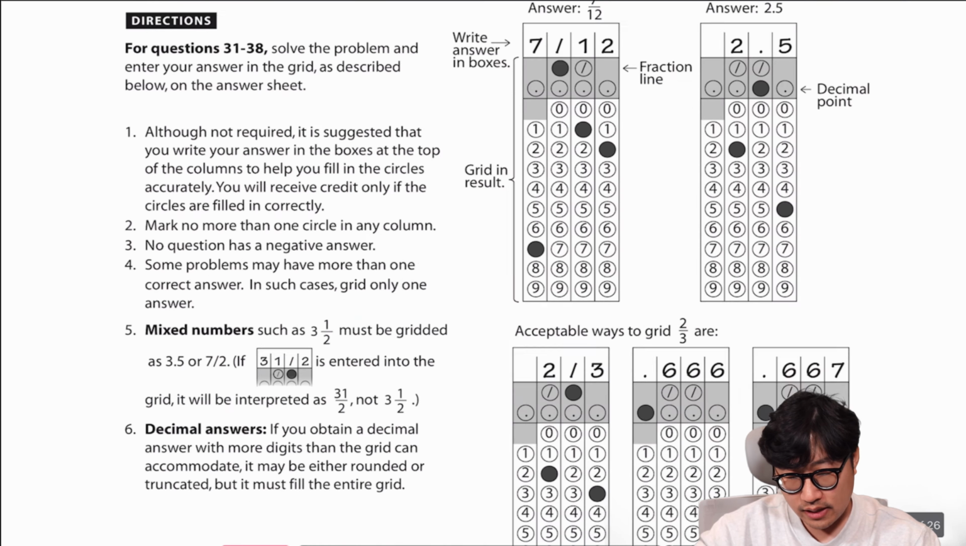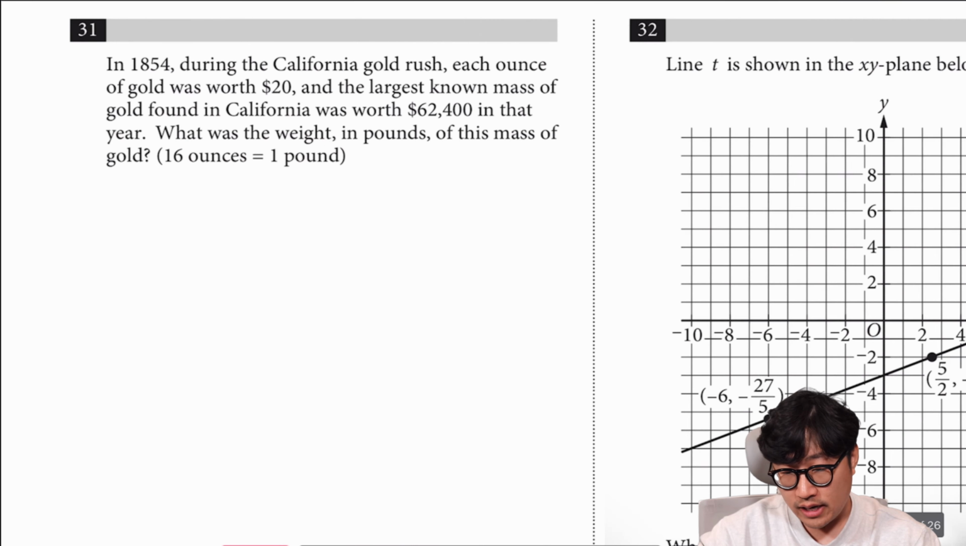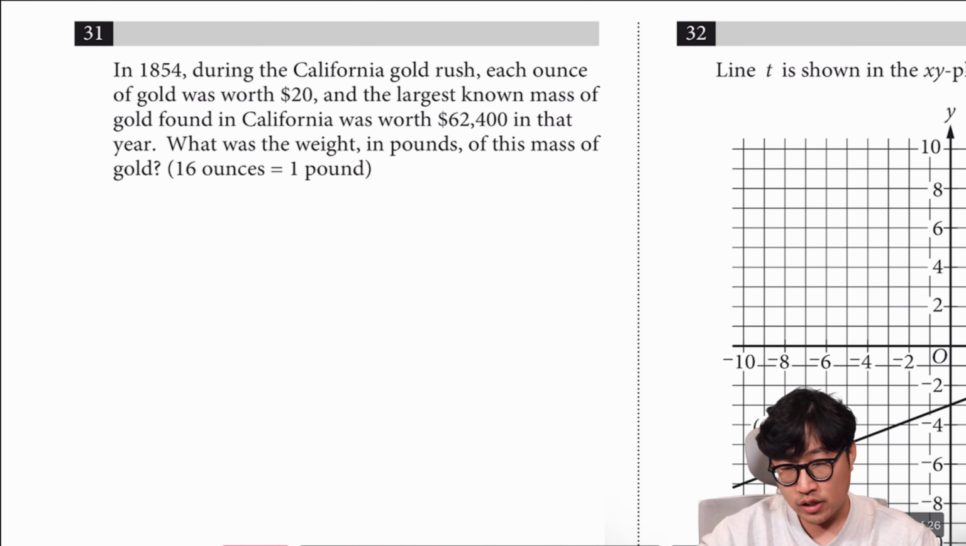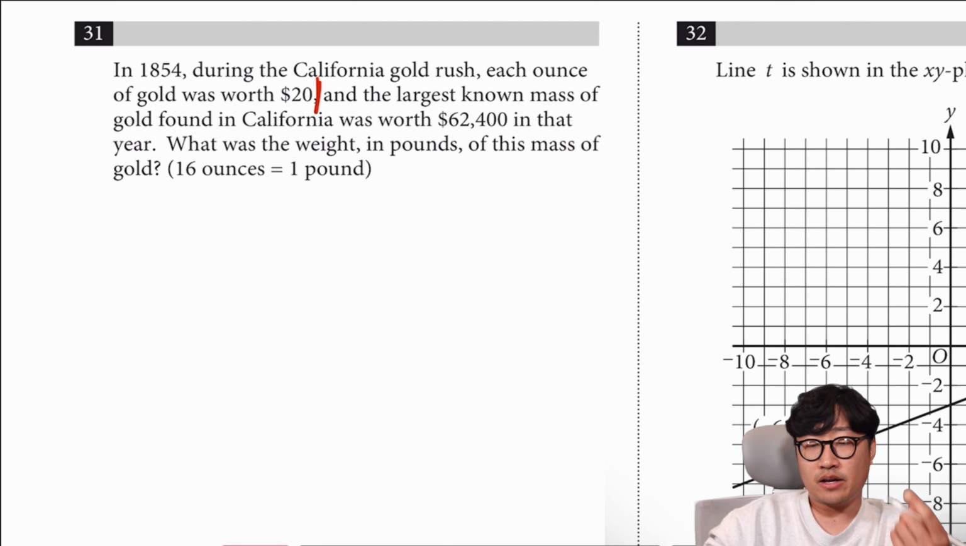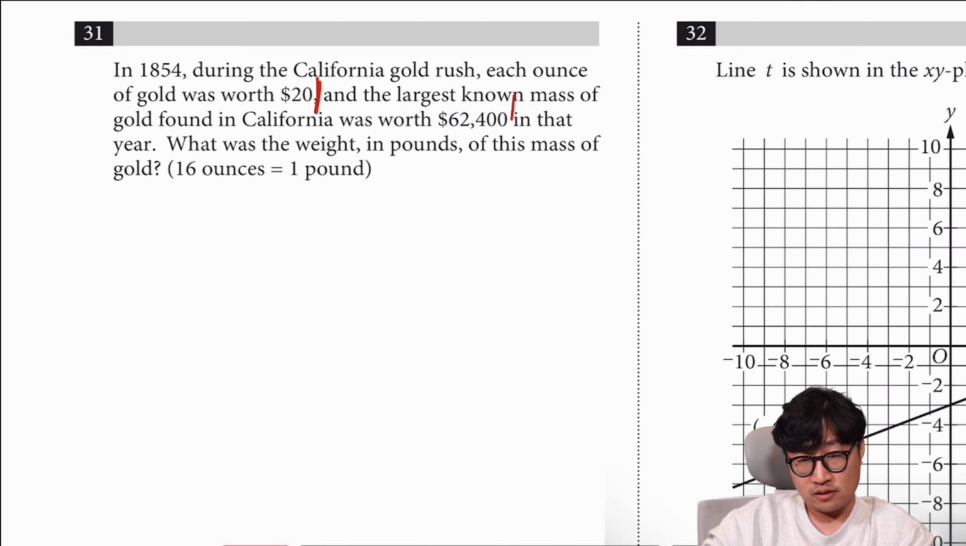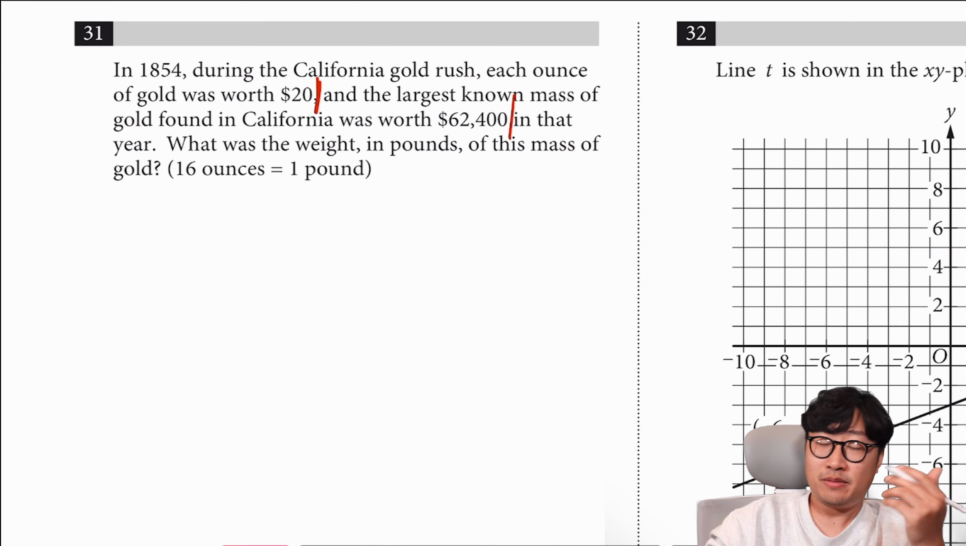All right, and then number 31. In 1854, during the California Gold Rush, 1 ounce of gold was $20. Oh, I wish it was $20 an ounce today. And the largest known mass of gold found in California was worth $62,400 in that year. Wow, $62,000 in 1854. This guy must be loaded by now. Or maybe his family is loaded by now.